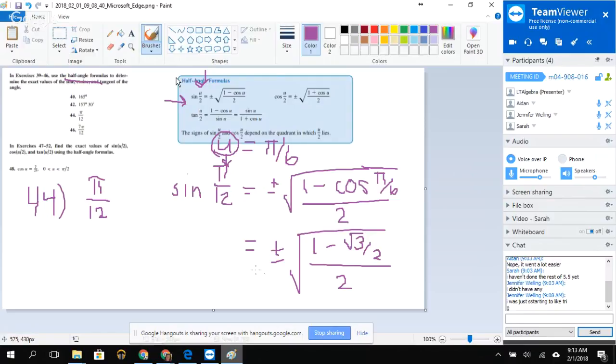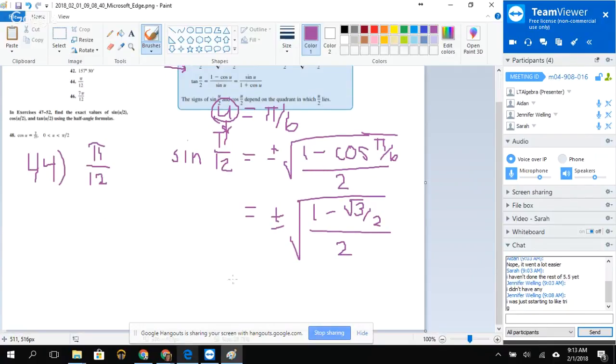And then this is my magic paper that I can keep making bigger. All right. I'm going to change this to 2 over 2 minus the square root of 3 over 2, all over 2. Sorry, my handwriting's so messy. I still haven't figured out the pen thing yet on here.